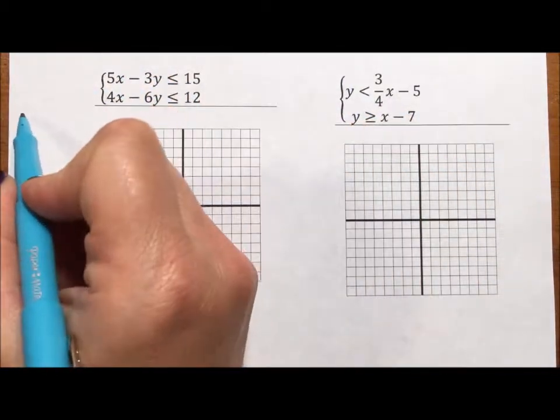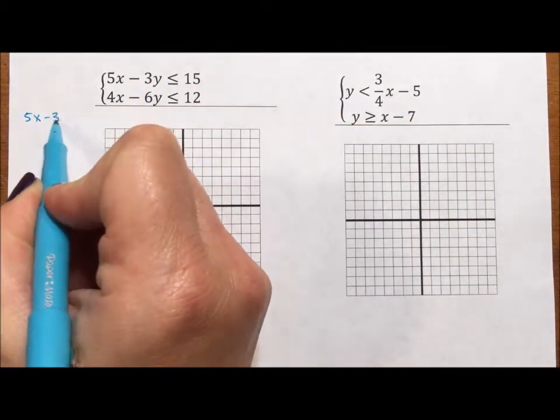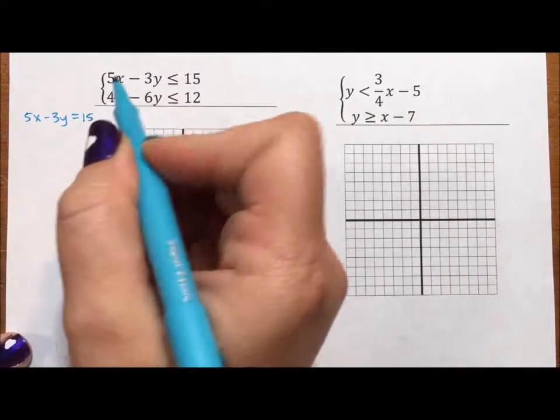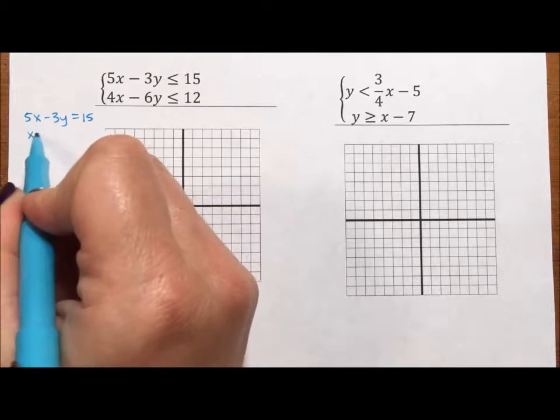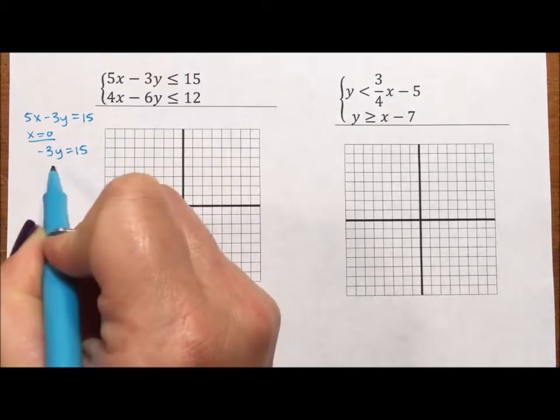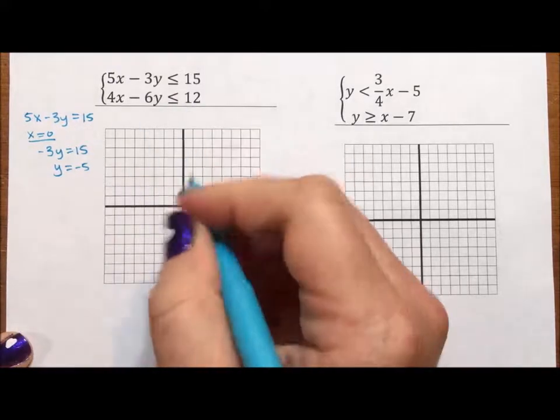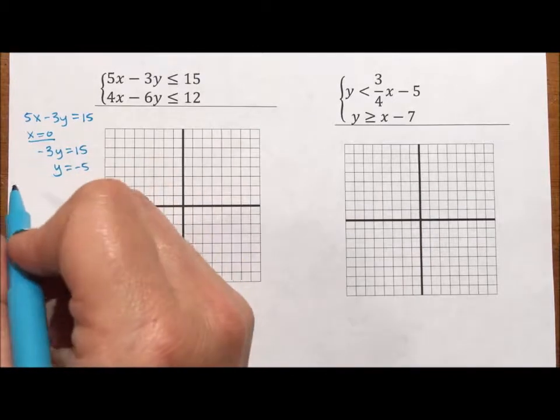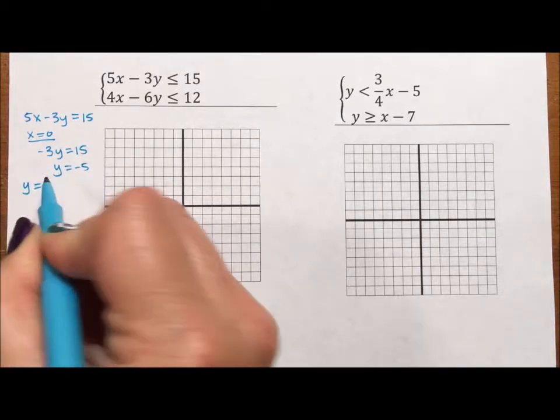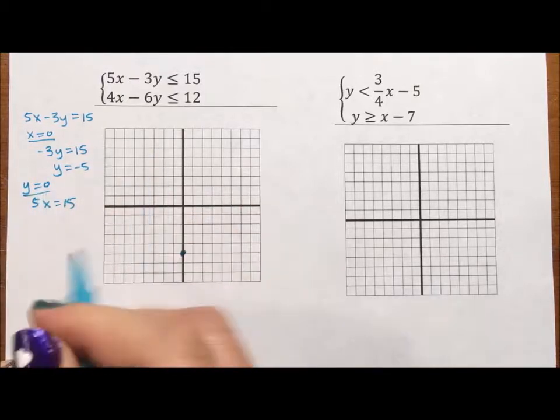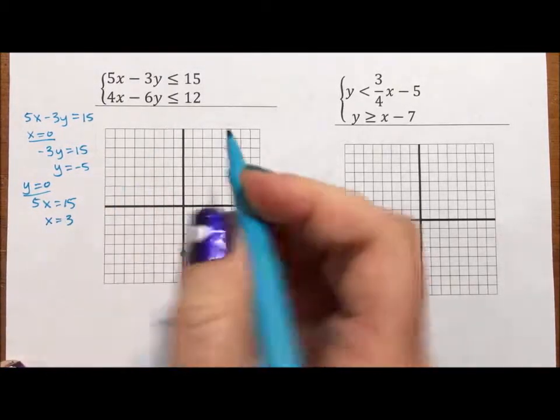So for 5x minus 3y is less than or equal to 15, I'm going to put it equal for now. This is just for the graphing. If x is equal to 0, then negative 3y equals 15, and that happens when y is negative 5. 1, 2, 3, 4, 5. Then what happens if y is 0? If y is 0, then 5x equals 15, which happens when x is equal to 3.